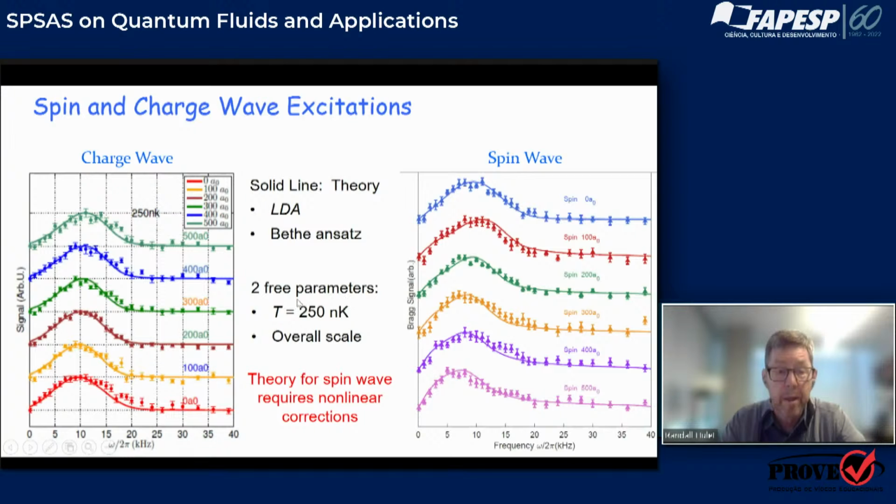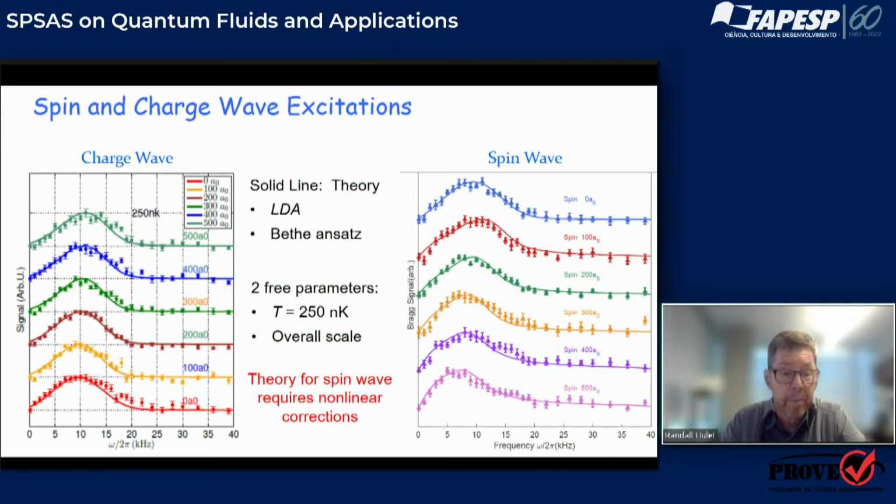And this is what we get. So on the left are the dynamic structure factors for the charge wave as a function of interaction. The red ones down here correspond to a free Fermi gas, a non-interacting gas. The yellow to 100 Bohr.